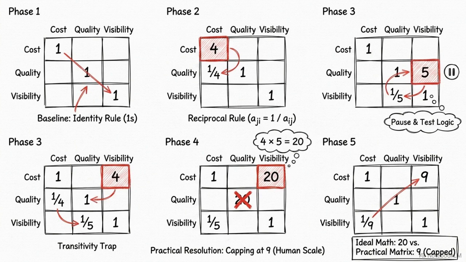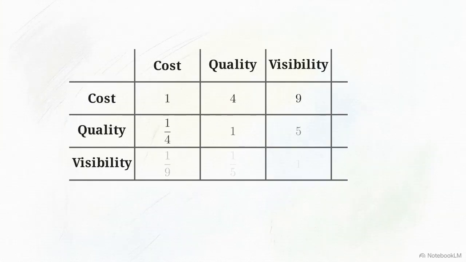To keep the math workable, we cap the value. We place a 9 in the cost visibility cell to represent the absolute ceiling of extreme importance, and a 1/9 in the reverse cell. Human intuition doesn't always map perfectly to strict arithmetic. The Pairwise system expects slight inconsistencies and accommodates them, so you can still reach a practical decision. This matrix shows our completed set of judgments, ready for calculation.